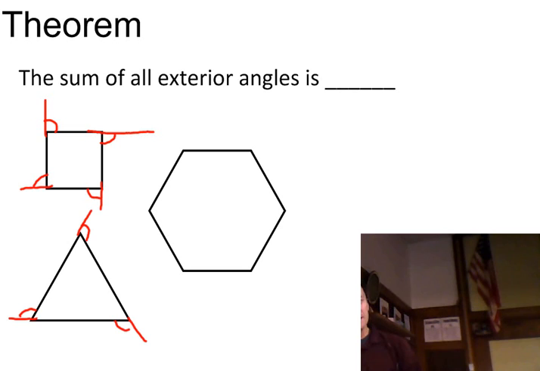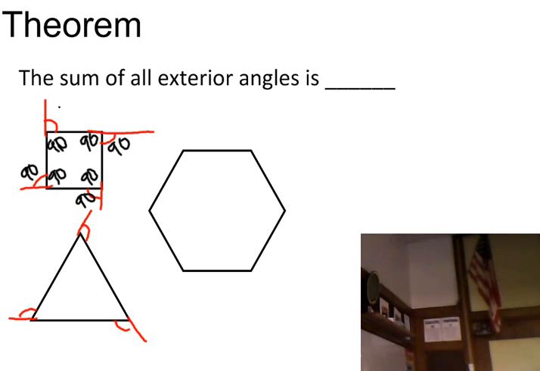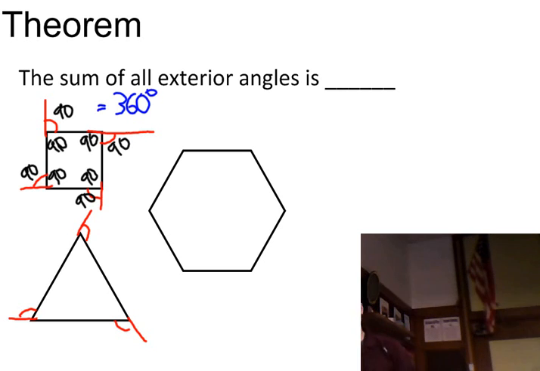Okay, let's get some numbers here for these examples. Let's just pretend this is a square. Okay, let's say it's a square. So we know these are all 90 degrees. And if those are all 90 degrees, then the exterior angle is going to have to be the supplement of that. So the exterior angle is going to also be 90 degrees. And I've got 4 of them. So in this case, the sum of the exterior angles, 360 degrees.